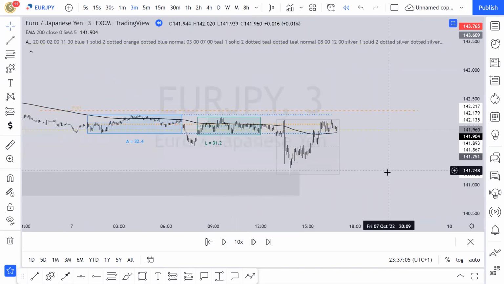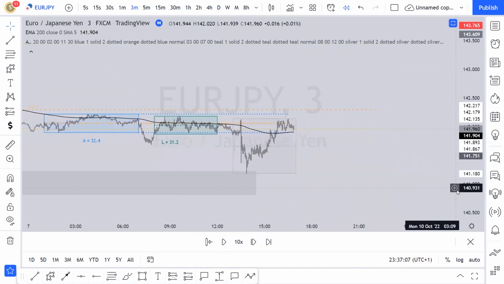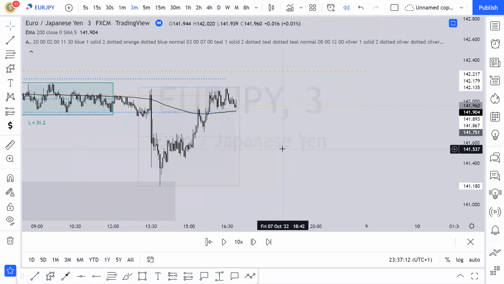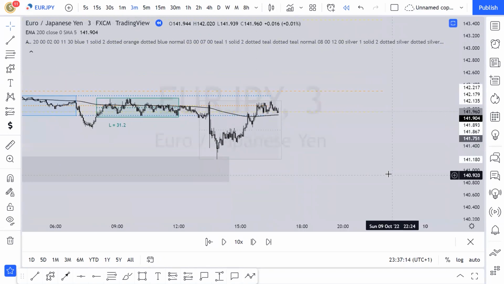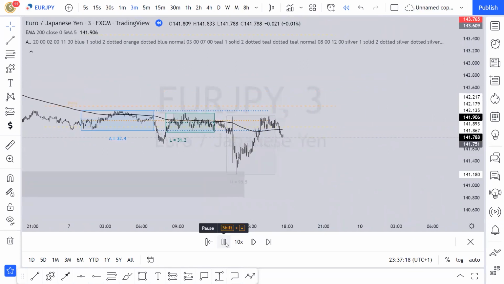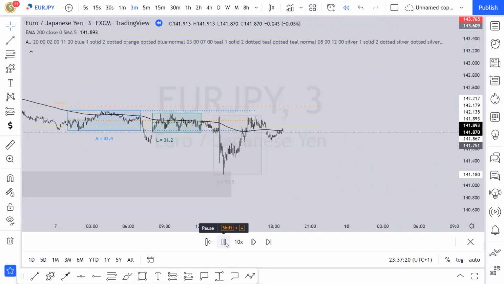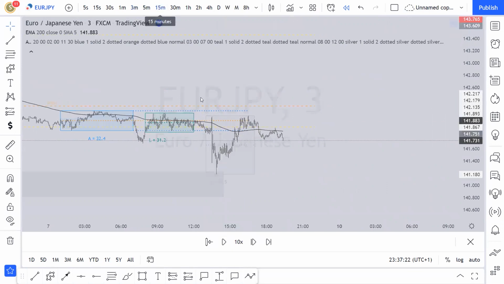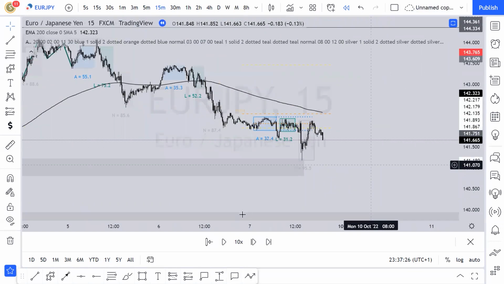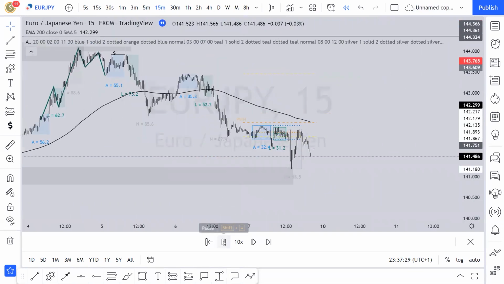So I think this was a break of structure for price. But we need price to actually return back to the extreme for a possible trade scenario. Let me go back to 15 minutes. I want price to be fast. All right, so let's see what happened.